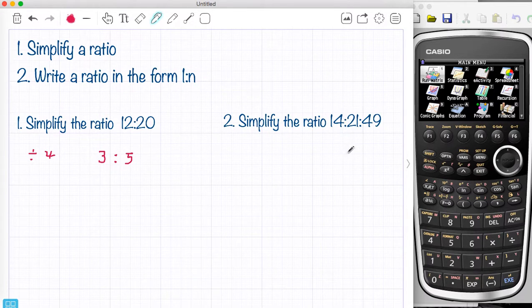Simplify the ratio 14, 21, and 49. So I'm looking for a number that goes into 14, 21, and 49, and that's 7. And in fact, that is the highest common factor. So I'm going to divide everything by 7. Divide this by 7, I get 2. Divide the 21 by 7, I get 3. And divide 49 by 7, and I get 7. So that's very simple, simplifying a ratio, and notice all these are whole numbers.